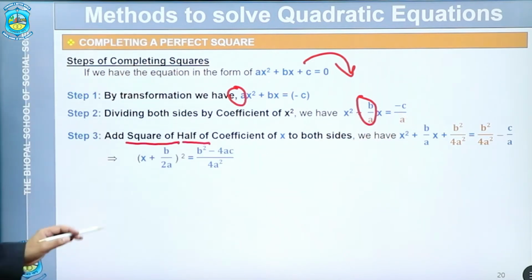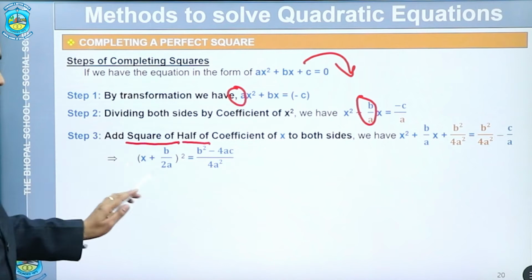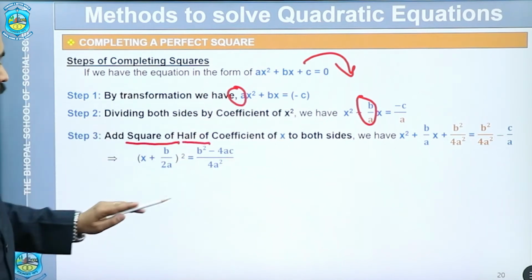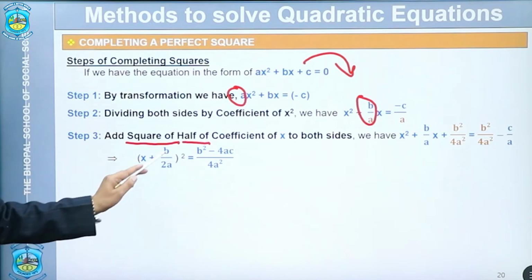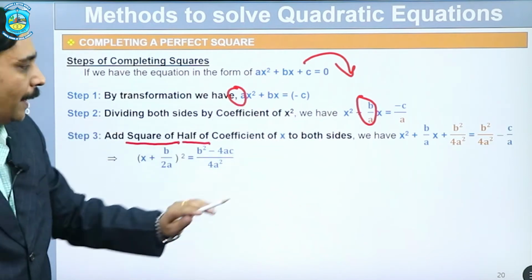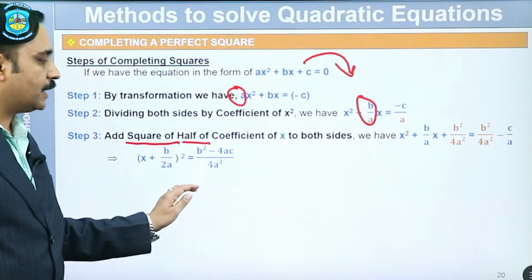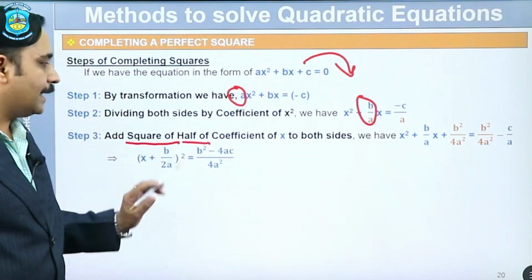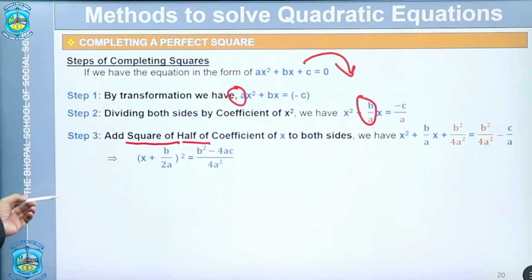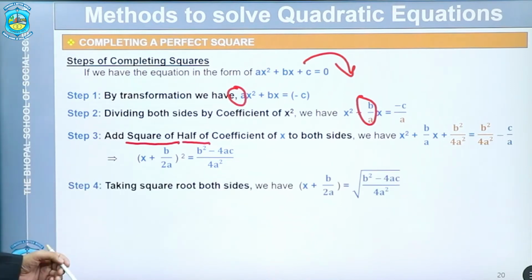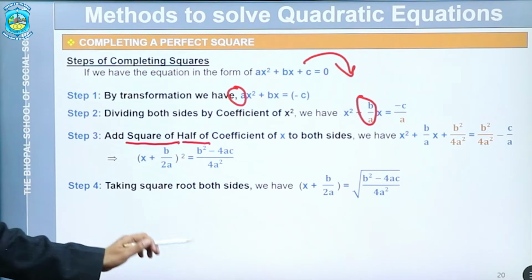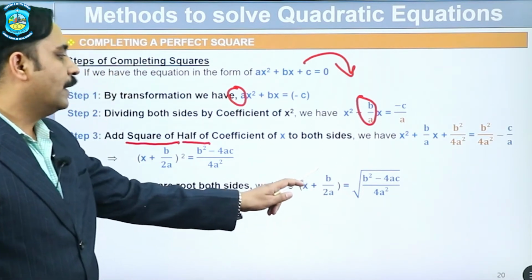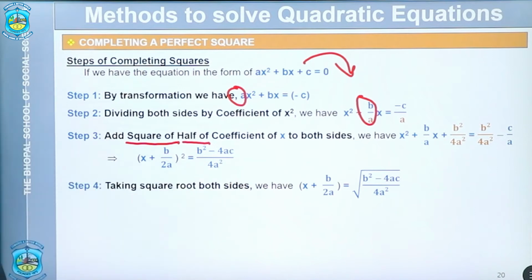On solving further, I can reduce this as it is of the form a plus b whole square on the left hand part. So it is x plus b upon 2a whole square. The right hand side part becomes b square minus 4ac upon 4a square. We have taken 4a square as common, right? Now, step number 4. Taking the square roots on both the sides, we have x plus b upon 2a is equal to under root of b square minus 4ac upon 4a square.